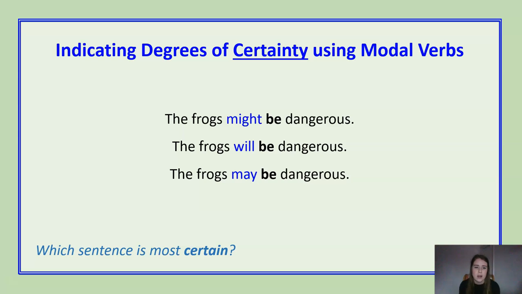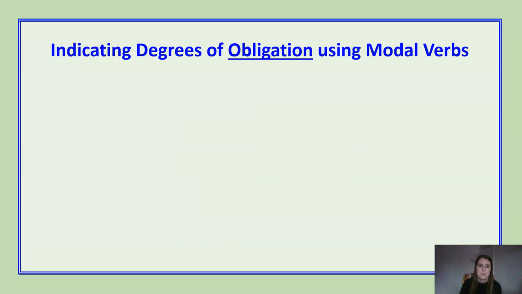So my question to you now is, pause the video. Which sentence is the most certain? Okay, so the frogs will be dangerous. So will is going to be one of our most certain verbs of whether it's going to happen or not. So when they will be dangerous, it's an absolute certainty that they will be dangerous.